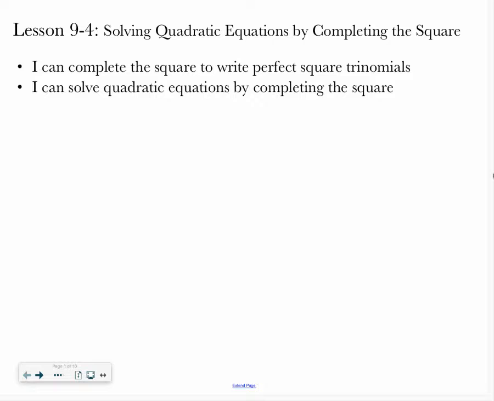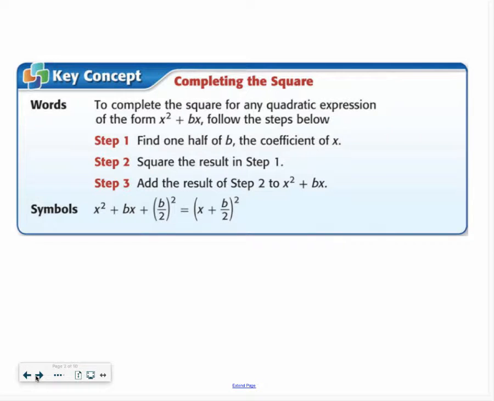Hi class, welcome to lesson 9.4, which is all about solving quadratic equations by completing the square. By the end of this lesson, you should be able to complete the square to write perfect square trinomials, and you should be able to solve quadratic equations by completing the square. So let's talk about what does completing the square even mean.